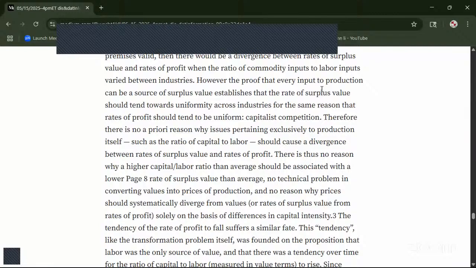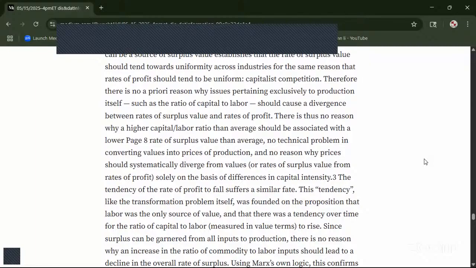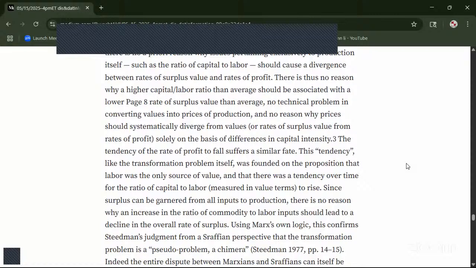Now, the tendency of the rate of profit to fall suffers a similar fate. This tendency, like the transformation problem itself, was founded on the proposition that labor was the only source of value and that there was a tendency over time for the ratio of capital to labor, measured in value terms, to rise. Now, since surplus can be garnered from all inputs to production, there's no reason why an increase in the ratio of commodity to labor inputs should lead to a decline in the overall rate of surplus.